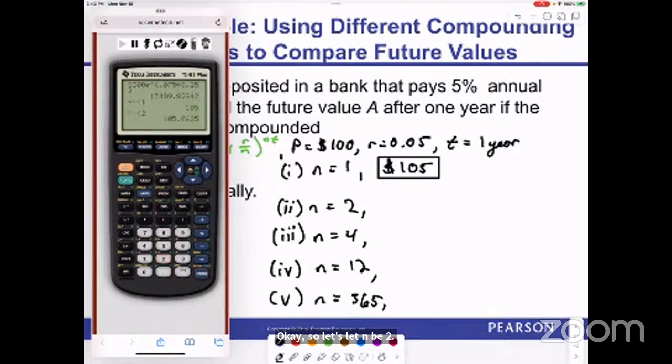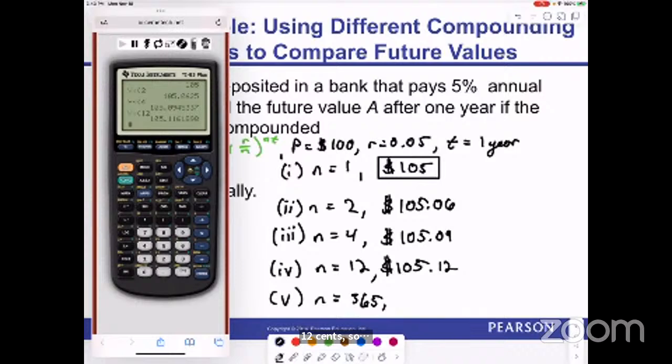Okay, so let's let n be 2. So then we got 105 and 6 cents. And then when n is 4, 9 cents. When n is 12, 12 cents. So 105 and 12 cents. And then when n is 365, and 13.